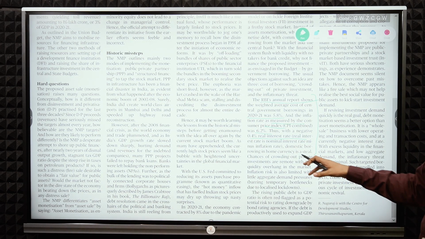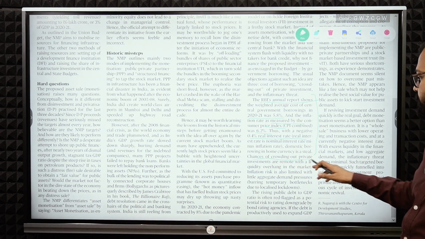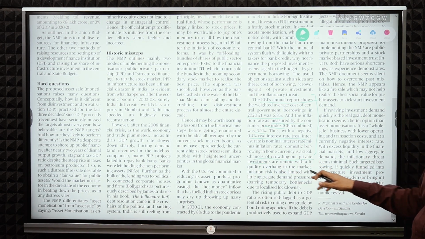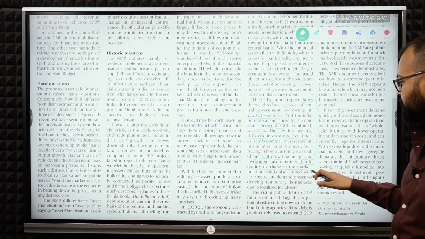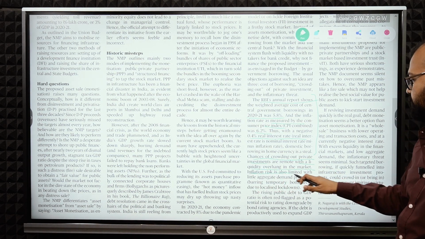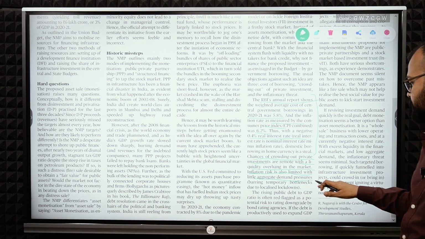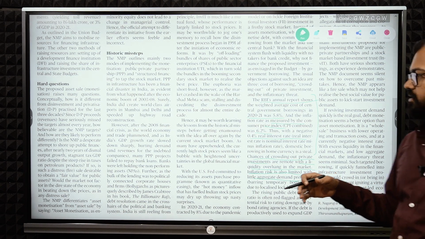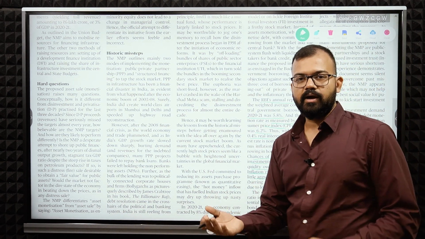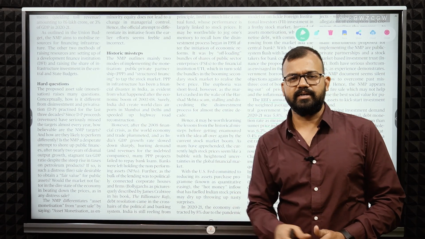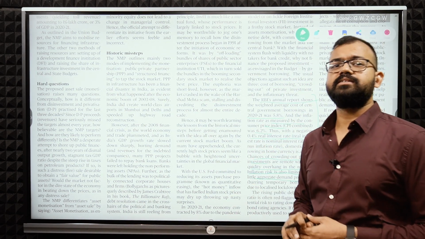Like on the same line, chances of crowding out private investment are remote with the liquidity overhang in the market. Inflation risk is also limited with little aggregate demand pressure. You know that in the last two months inflation has gone up, but that is temporary. RBI has also said that right now they have an accommodative stance as well.